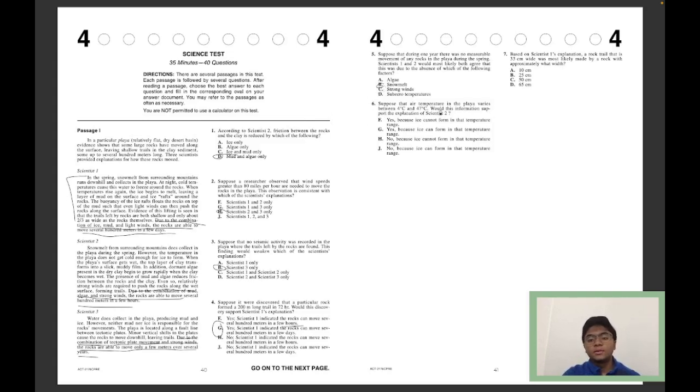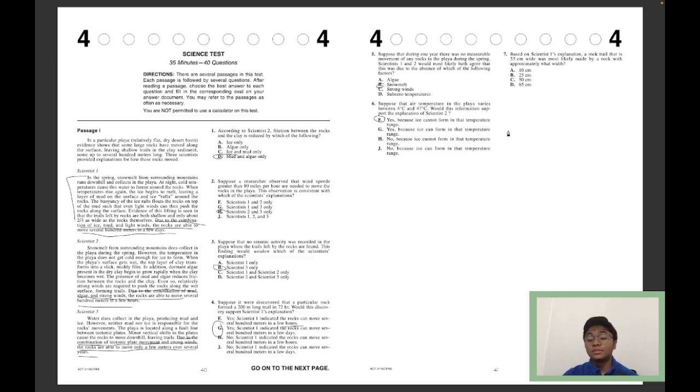Air temperature varies between 4 and 47. Okay. However, this temperature does not get cold enough for ice to form. So yeah, that means the answer should be yes, because 4 degrees is indeed too high for ice to form. So it should be F, because that is literally what scientist 2 is saying in the second sentence.